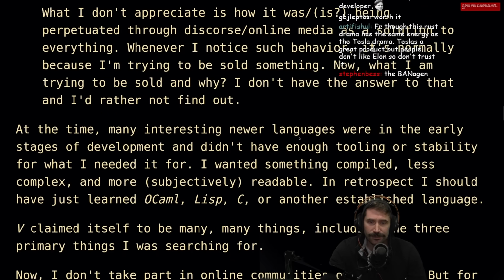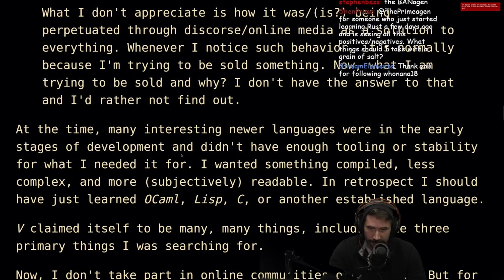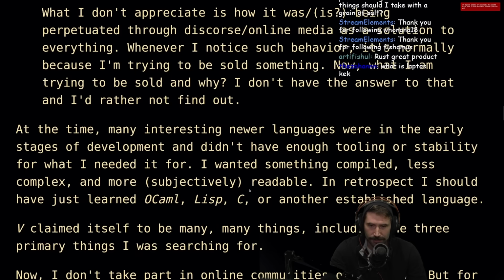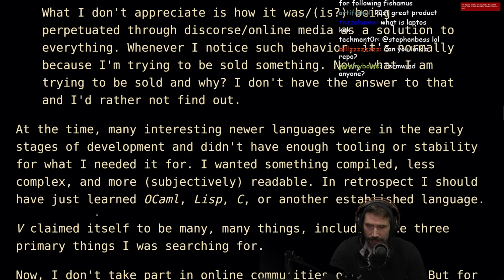At the time, many interesting newer languages were in the earlier stages of development and didn't have enough tooling or stability for what I needed it for. I wanted something compiled, less complex, and more subjectively readable. In retrospect, I should have just learned OCaml.